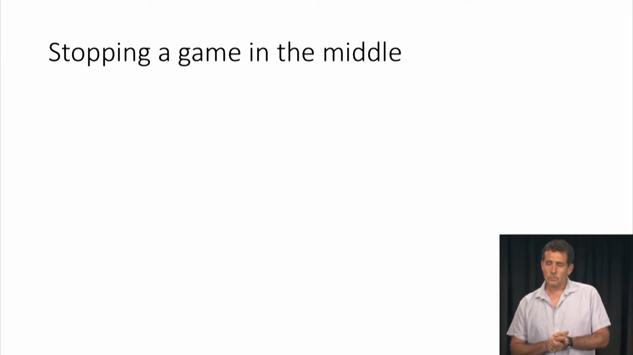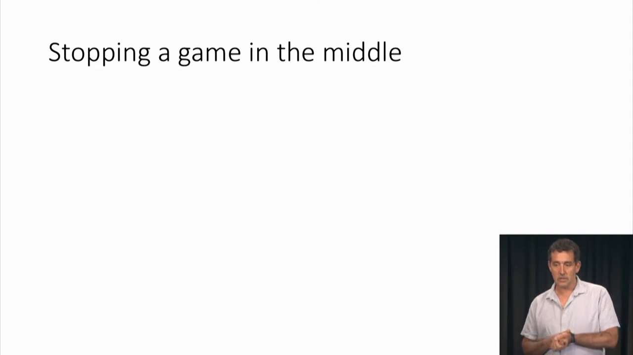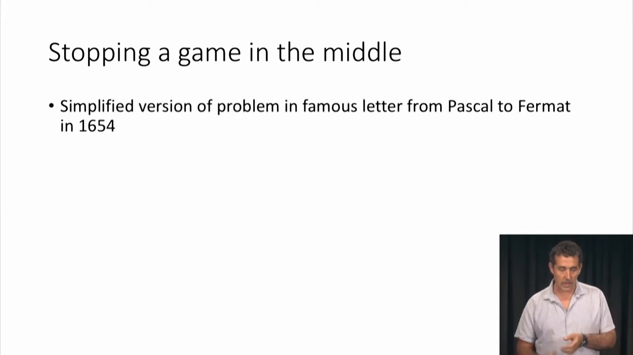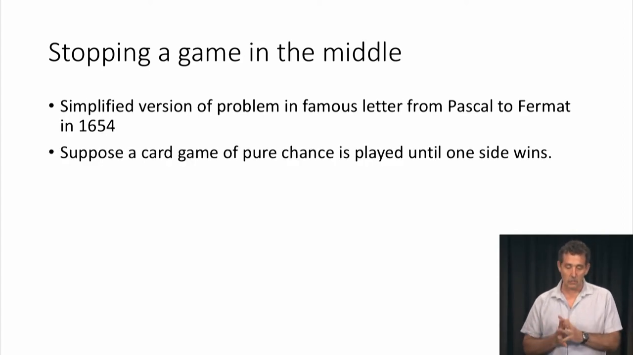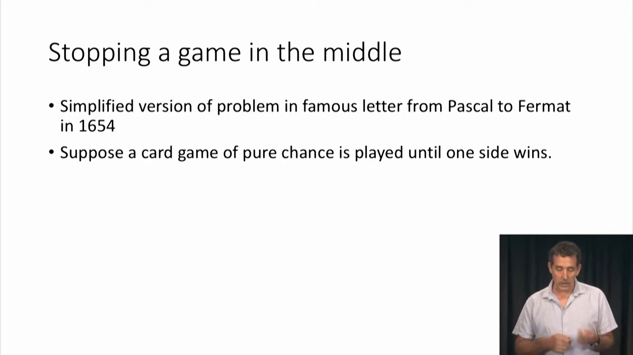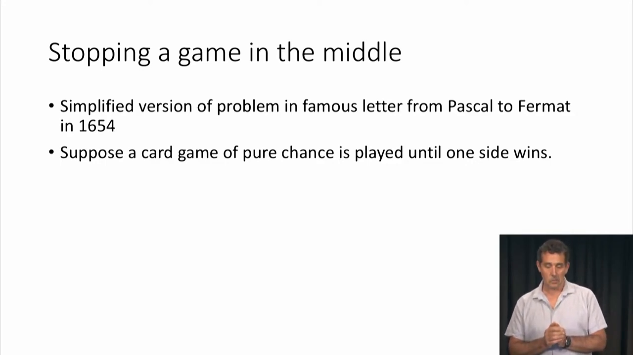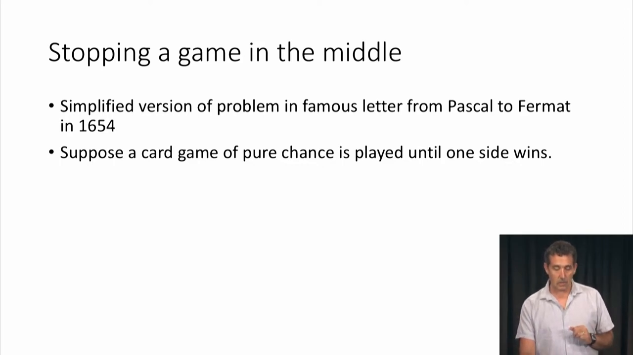So these are the kind of questions that you can ask about probabilities, and the typical one that was asked in this famous letter from Pascal to Fermat in 1654 is the following. Suppose that we have a game that is just pure chance. Basically, we have a game of cards, but there's nothing in it that helps you if you are talented in this game. It's just pure chance. And the game is played until one of the sides wins.